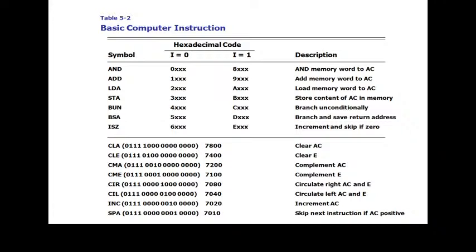I told you that in order to differentiate between register reference instruction and the IO instruction, we will use the first digit. If the first digit is 0 followed by the opcode 111, then this instruction is nothing but a register reference instruction. Now, this is going to tell you only that this is a register reference instruction. But where is the instruction?